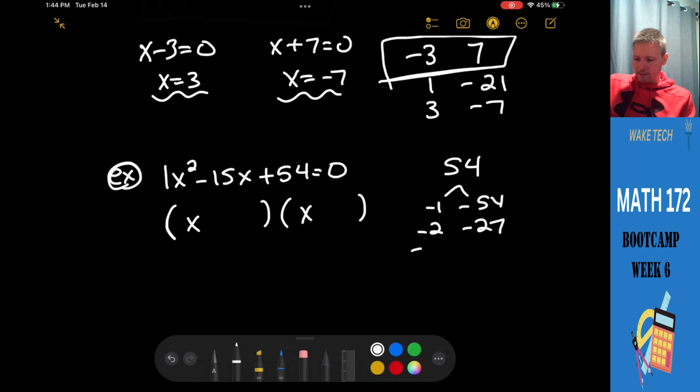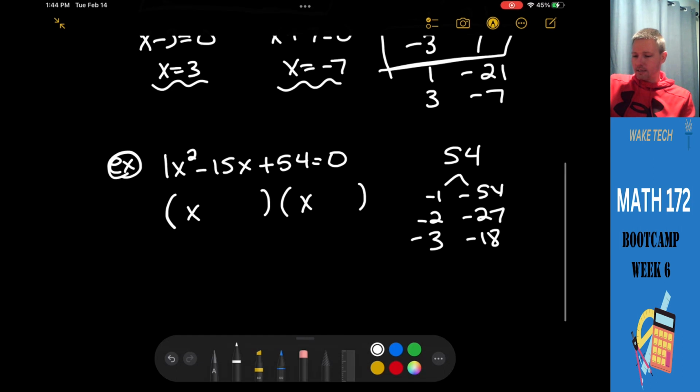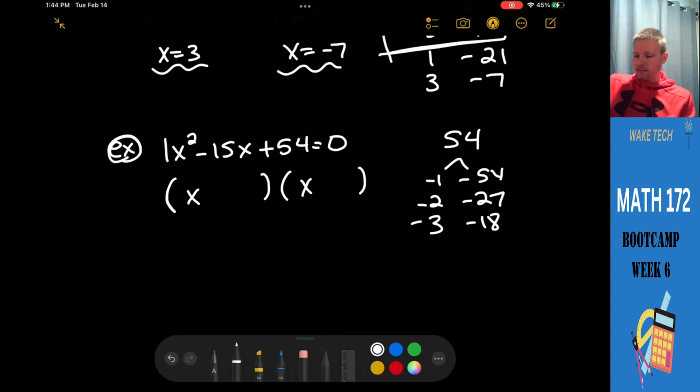-3, is that going to work? -3 with -18, 4's out, 5's out, 6, -6 with -9, 7 and 8. I think that's it. So these are our options. We need something that adds to -15. So that's going to be x minus 6, x minus 9.